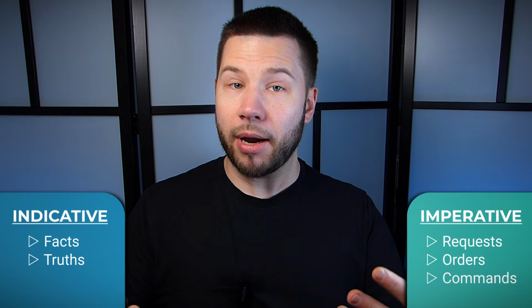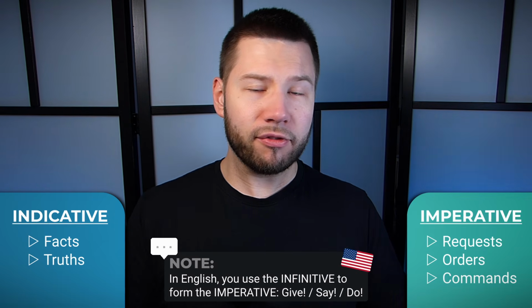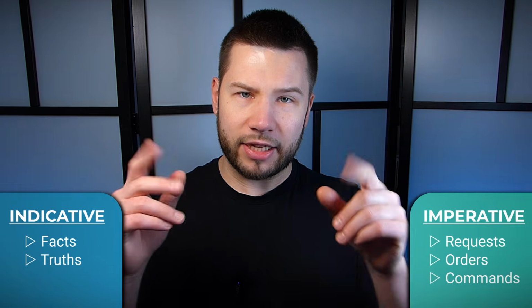We're no longer talking about facts, that is called the indicative mood. We're now talking about requests, orders, or commands, the imperative mood. Yeah, you heard me right. This verb form has its own sentence type assigned to it. Cool, right? In English, you just use the infinitive to express the imperative mood. Give, say, do, etc. In German, however, there's a bit more to remember, so let's get into it.